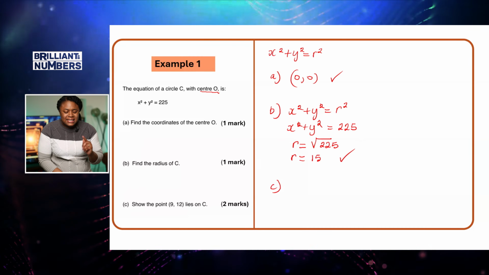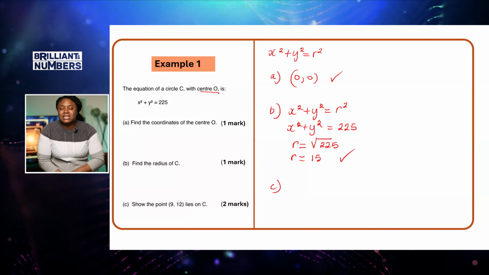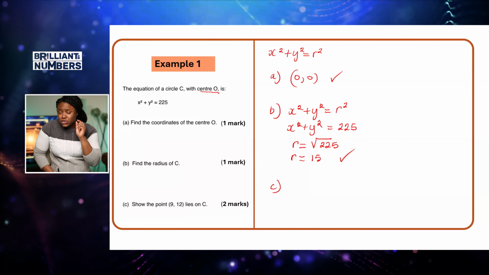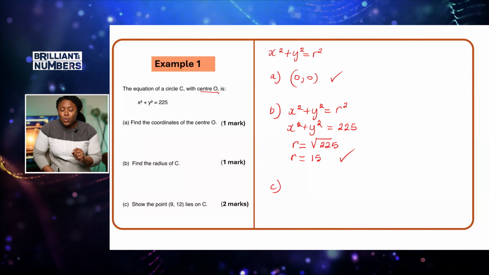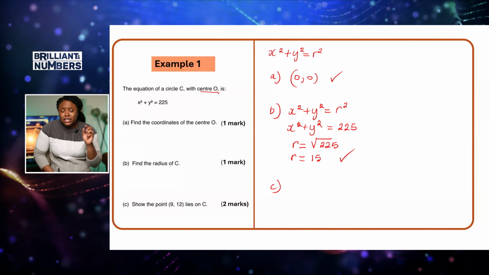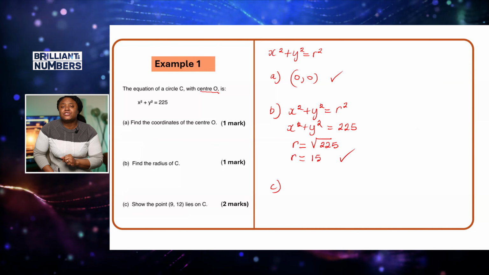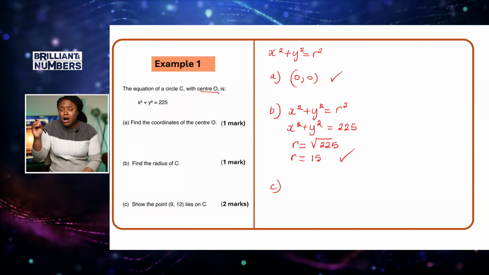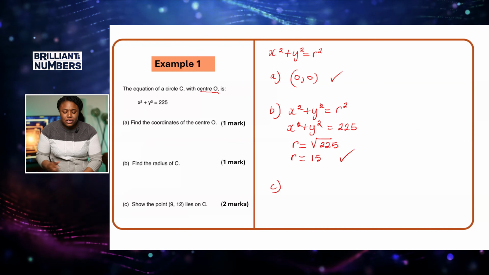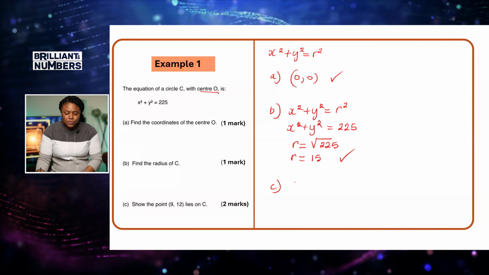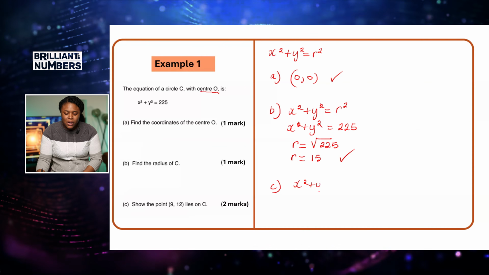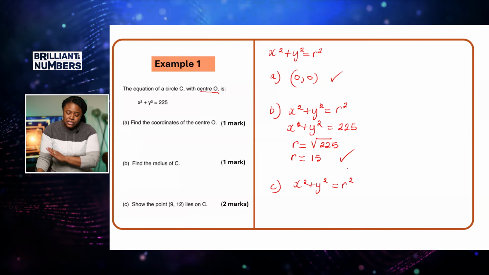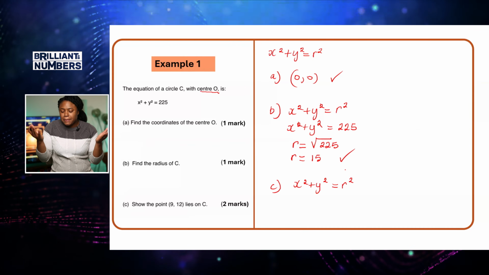So we go on to part C. Show the point (9, 12) lies on C. Now, if the point (9, 12) lies on C, it means when I substitute (9, 12) into the equation of the circle, it should produce the result of r squared on the other side. So I'm going to write x squared plus y squared is equal to r squared. So when I work this through, both sides should balance.